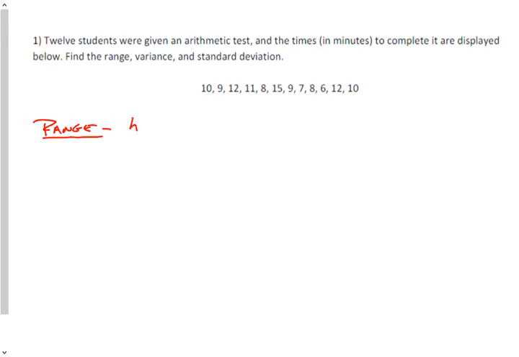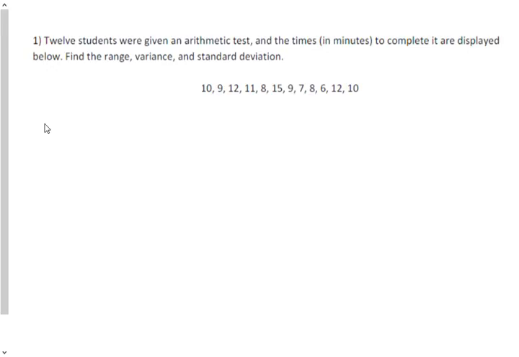because it's simply high minus low. Variance and standard deviation we're going to pull off our calculator. And you already saw that range we're going to do on our calculator as well, but you do need to know the formula for range.